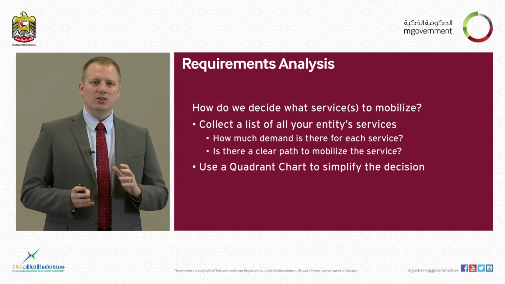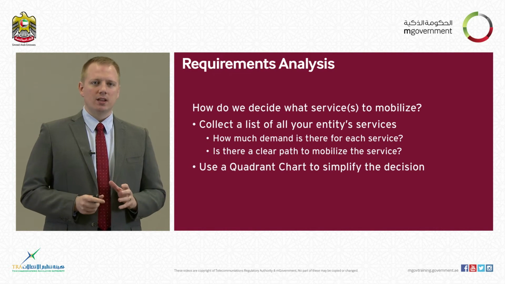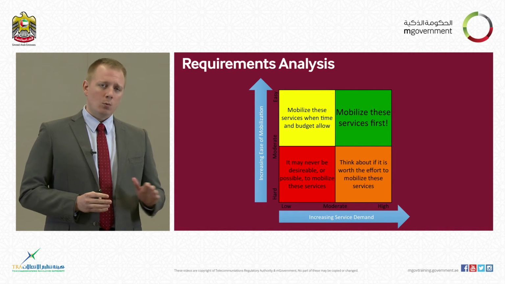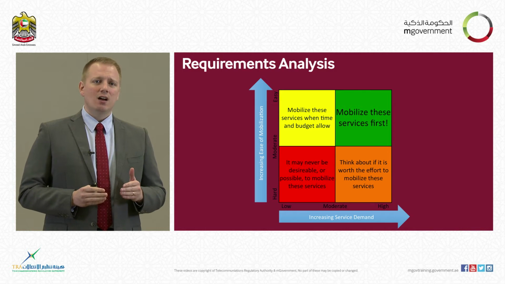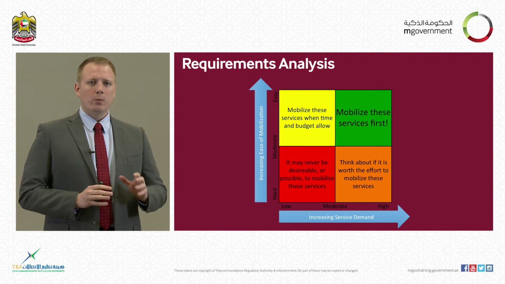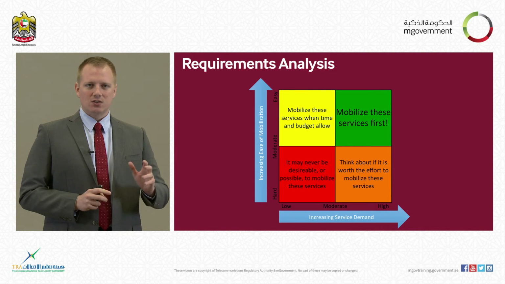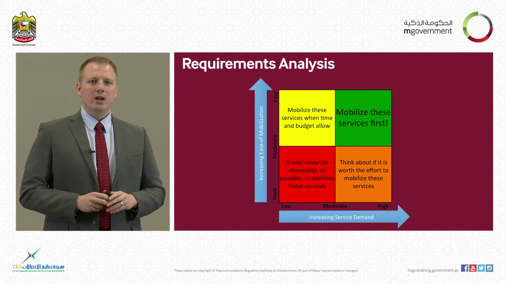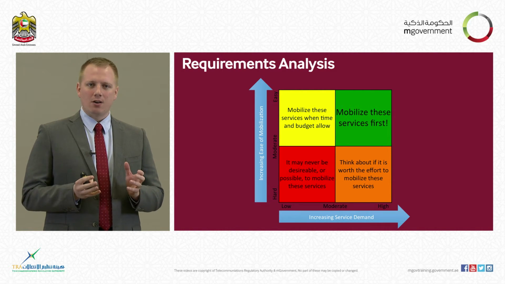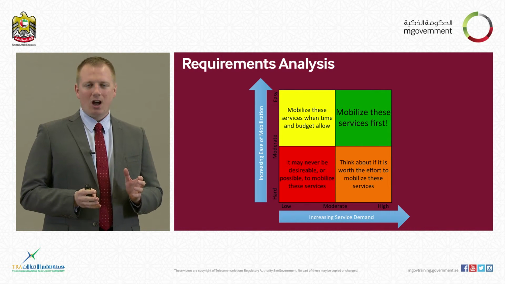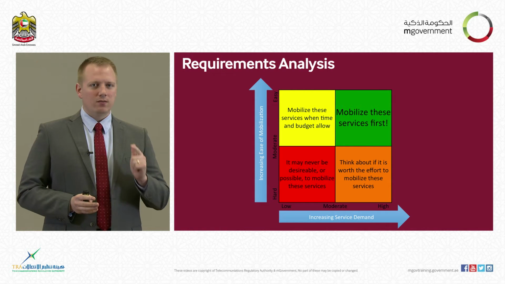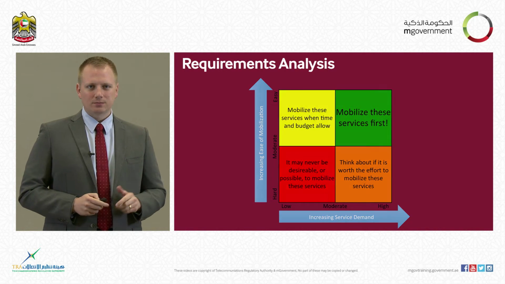Now, once you have those determined, you can put them together into something that's called a Quadrant Chart, which simply plots the amount of demand in one direction and the ease of making it a mobile service in another. Through this Quadrant Chart, when we rank the different applications and services that we provide, we come up with a clear-cut quadrant of these are the services that we should focus on mobilizing first, because they'll be very much used and very easy to implement.